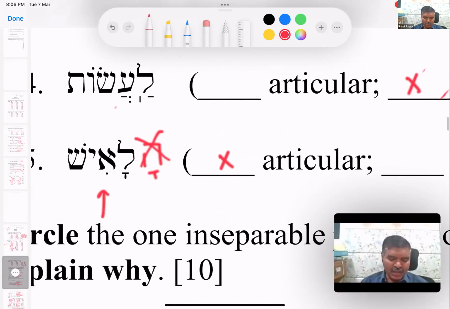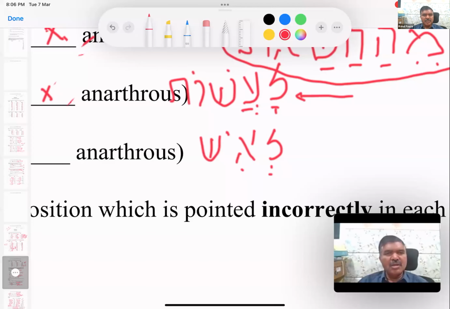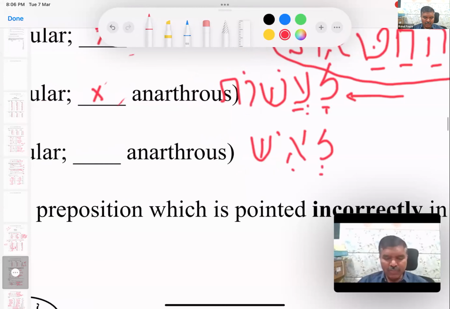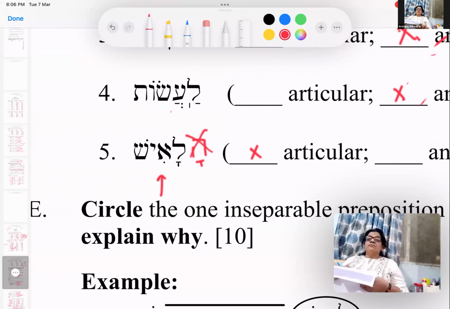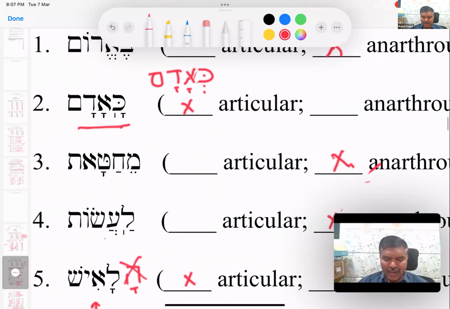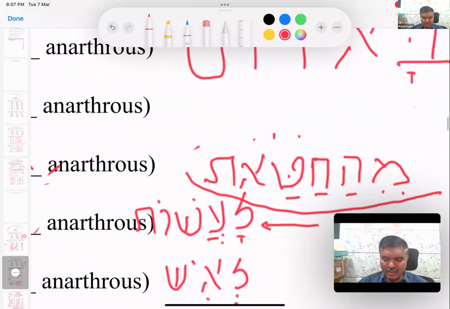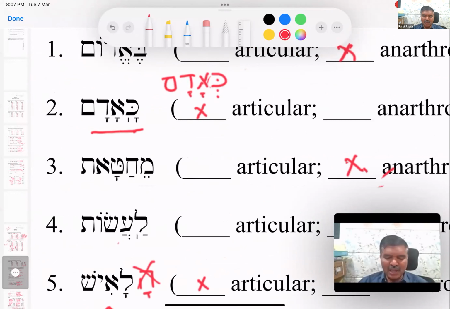And what is the anarthros form then? Le-ish. Le-ish means to a man, and la-ish means to the man. You're getting it? Whichever word is articular. Now, for example, ka-adam is like the man, and ke adam without articular form is like a man.